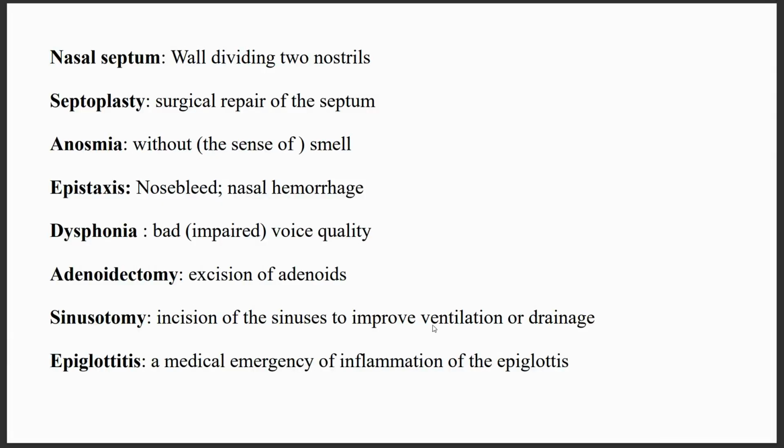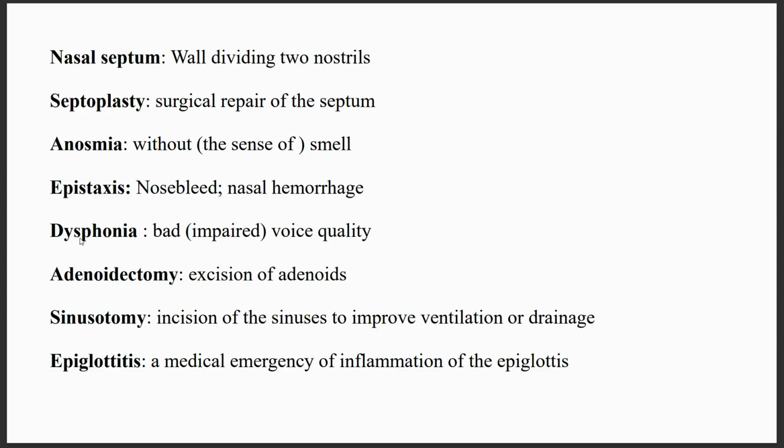So here are some terms. The nasal septum: this is the wall dividing two nostrils. Septoplasty: this is the surgical repair of the septum. Anosmia: this is a condition of being without the sense of smell. Epistaxis: this is nosebleed, also referred to as nasal hemorrhage. And dysphonia: this is bad, impaired voice quality.